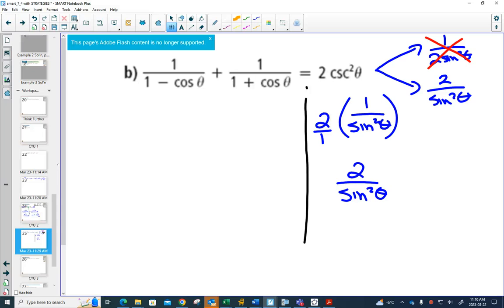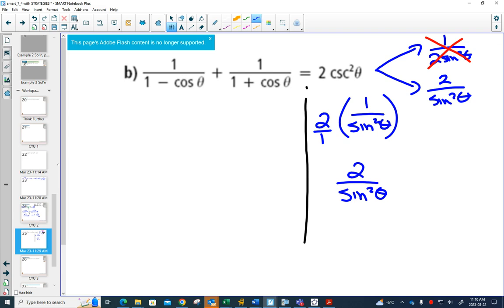Yes? So if you skip the middle step, will it be wrong? No, if you skip the middle step and just went from here to here, that's fine. Just when you skip the step, sometimes you're going to be tempted to bring the 2 down. So I would actually say it's not bad to write that step, just to remind yourself, hey, that 2 needs to stay in my numerator.